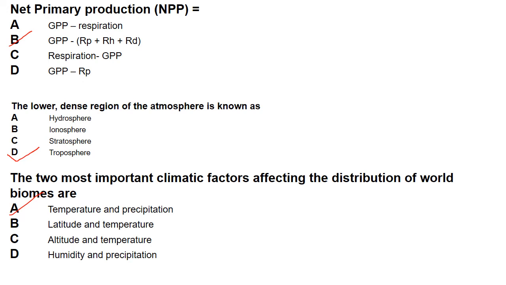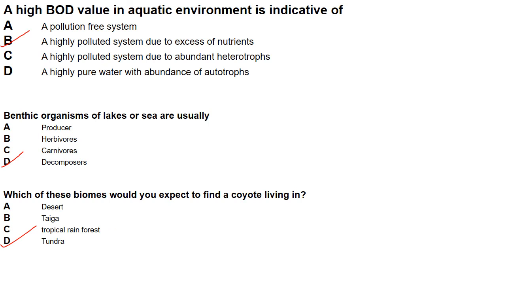Temperature and precipitation. Answer is option A. A high BOD value in aquatic environment is indicative of... BOD is biological oxygen demand. A highly polluted system due to excess of nutrients. Answer is option B.